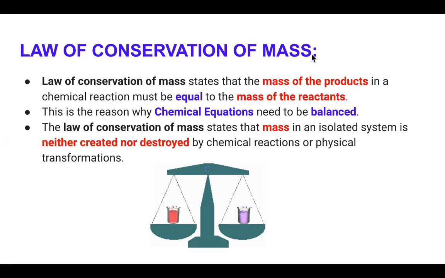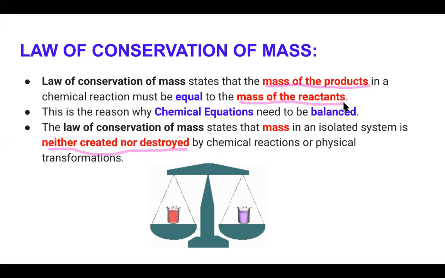So how do you define the law of conservation of mass? According to the law of conservation of mass, mass cannot be created or destroyed by any chemical reaction. See, it's given: neither created nor destroyed by any chemical reactions or physical transformations. So that means when you have a chemical reaction, the mass of the products and the mass of the reactants should be the same. The mass of the reactants should be equal to the mass of the products.